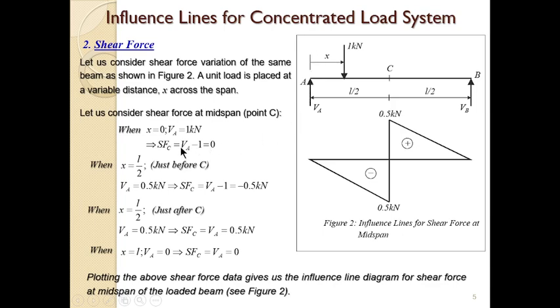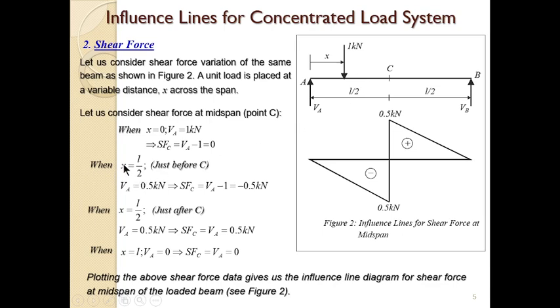So we have VA minus 1, and VA is 1. So shear force there will be 0. The next point we need to find the shear force value will be at point C. But at point C, if you remember shear force very well, you're going to have two values of shear force, one just before C, one just after C.